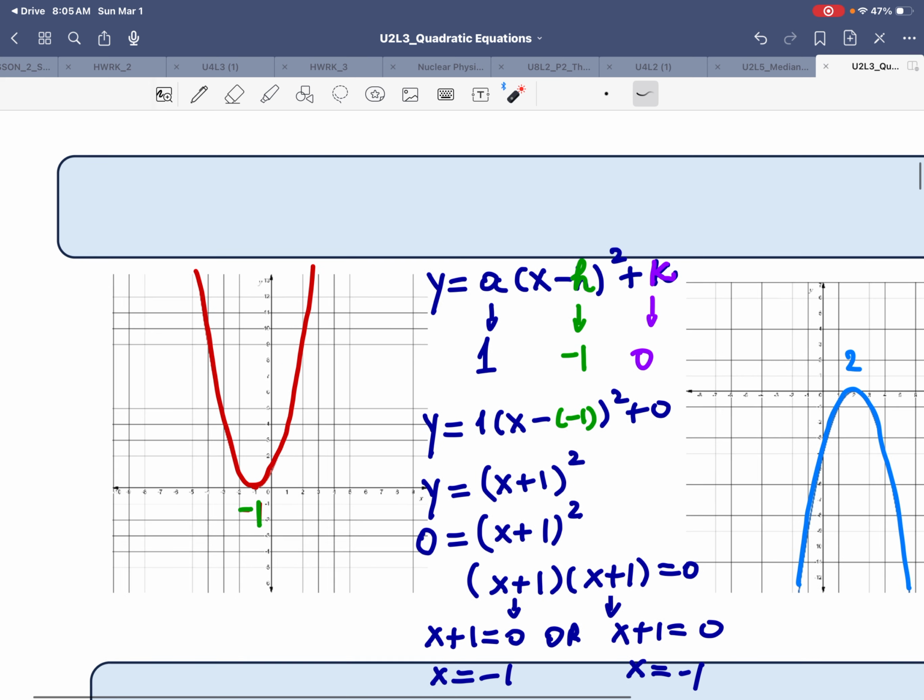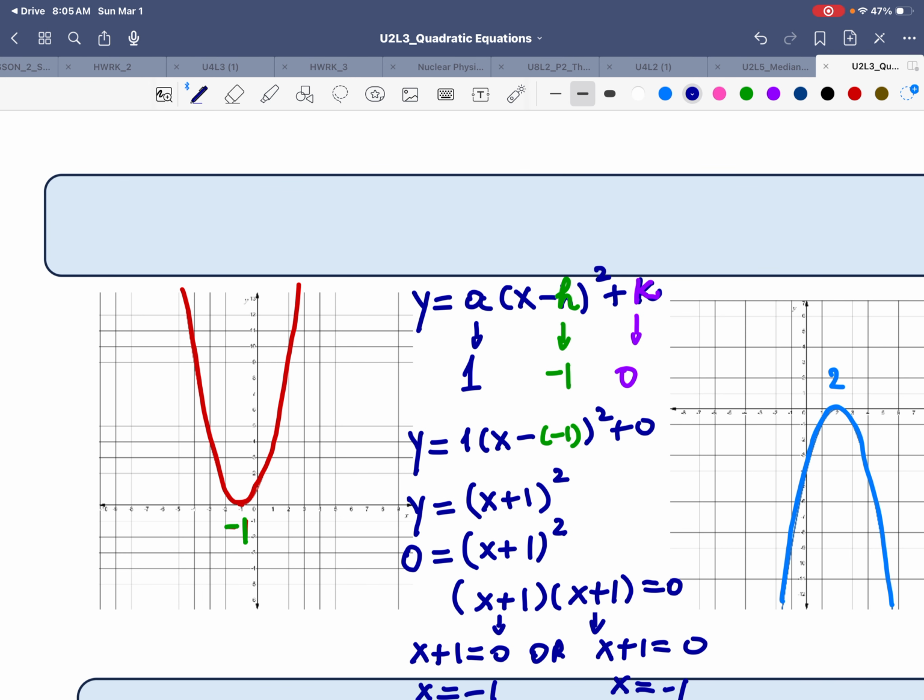And in a case like this, we're going to say that the equation of a quadratic function will have two real equal roots, or two equal real roots, or solutions, or x-intercepts, right?